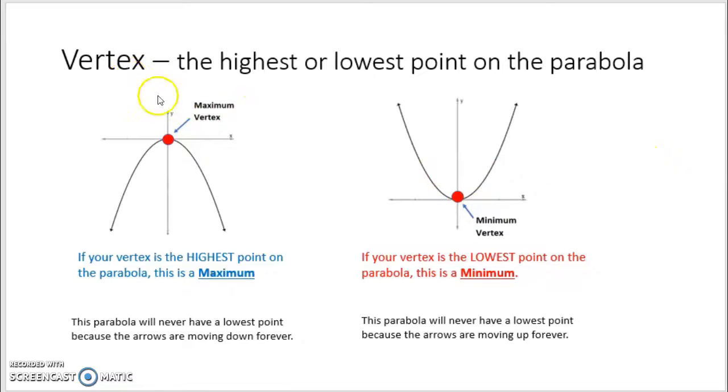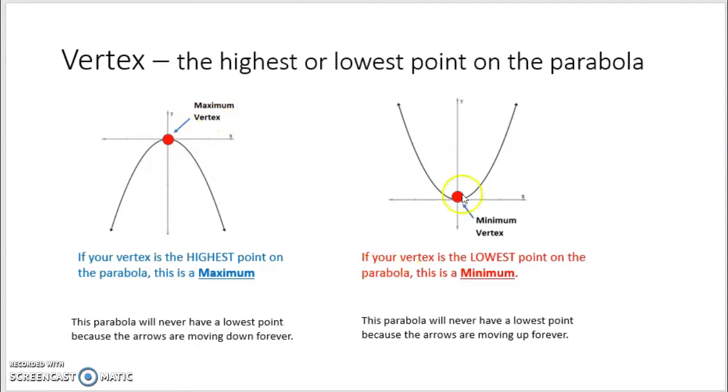Now the vertex is the highest or the lowest point on the parabola. Now it could be highest or lowest based on the way that the arrows are pointing. Because if the arrows are pointing down, that means that those arrows are moving down forever and ever and ever, so there's never going to be a lowest point on that graph. But it does have a highest point right up here because the arrows are never going to move up. This is the highest it's going to go. So if it is the highest point on your graph, that is called a maximum vertex.